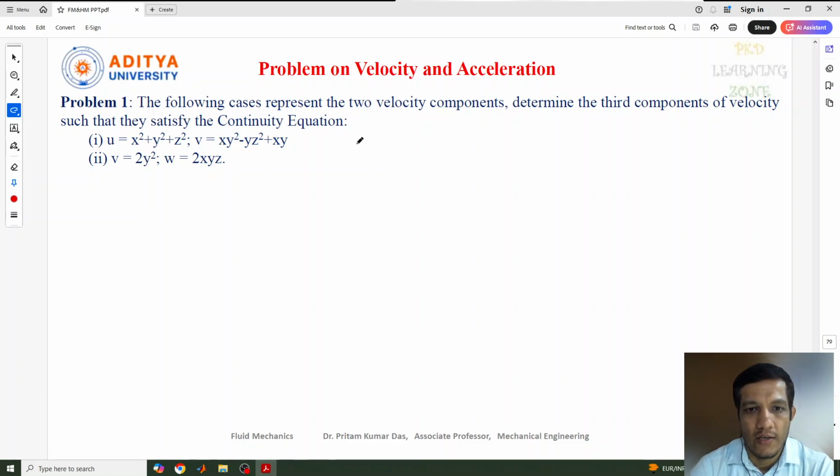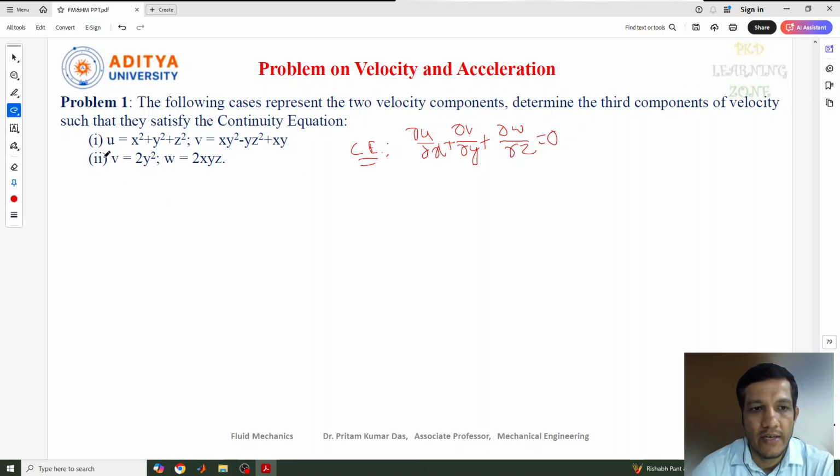So let me start. We know the continuity equation that we have seen, which is derived, and we can write this equation as del u by del x plus del v by del y plus del w by del z equal to 0. Three velocities in three directions will be there. u, v, w are the three velocities, and x, y, z are the three directions. So we need to consider this equation and satisfy it.